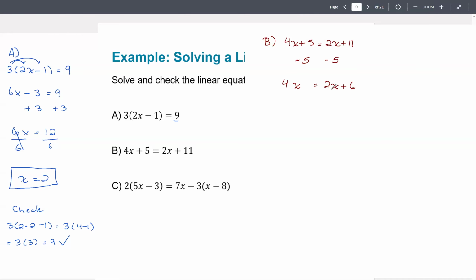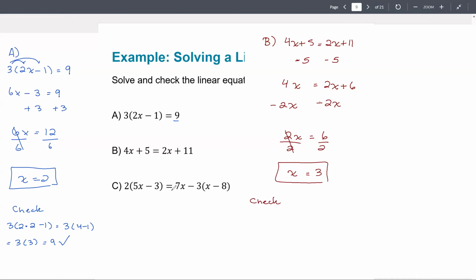Now, because the x term's here and the x term's here, I want the x terms just to be on one side and the constants just on one side. So we have a constant here, no constant here. So it's this 2x we need to move. Since this is positive 2x, we just subtract a 2x from both sides. So we get 2x is equal to 6. Now all we have to do is divide by 2 to get x by itself, and we get that x is equal to 3.